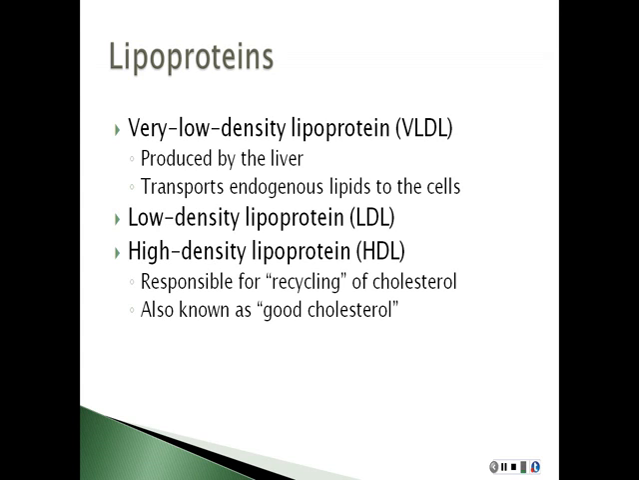The lipoproteins are classified by their density and the type of lipoproteins that they contain. There's very low density lipoproteins, or VLDL, that are produced by the liver, and then they transport endogenous lipids to the cells. There are low density lipoproteins, or LDLs, and then there are high density lipoproteins, which are responsible for the recycling of cholesterol. They're also known as the good proteins. We'll talk about them a little bit later.